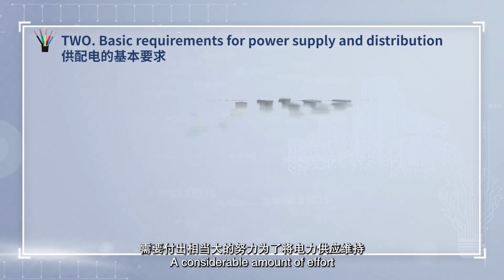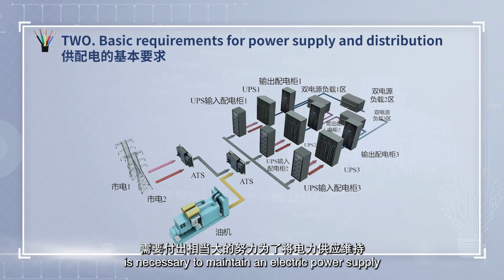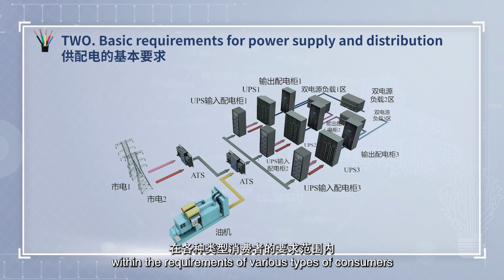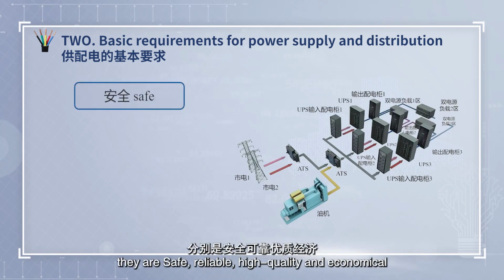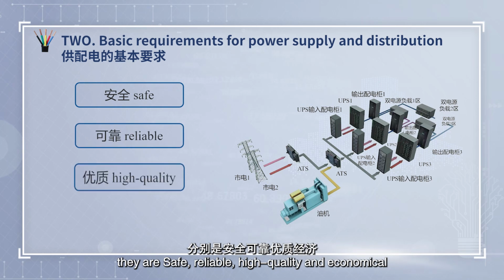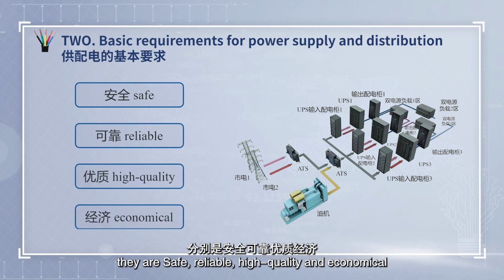A considerable amount of effort is necessary to maintain an electric power supply within the requirements of various types of consumers. There are 4 basic requirements for power supply and distribution system. They are safety, reliability, high quality, and economical.